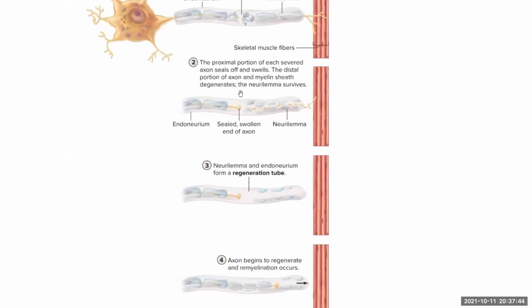Okay, so here's our damaged area. Now we notice that proximal to that, towards the cell body, the axon has sealed itself off and it's swollen. Everything downstream starts to degenerate. The neurolemma stays and the endoneurium stays, but everything else seems to just go away. So what's left behind is that neurolemma and the endoneurium, which will form this regeneration tube.